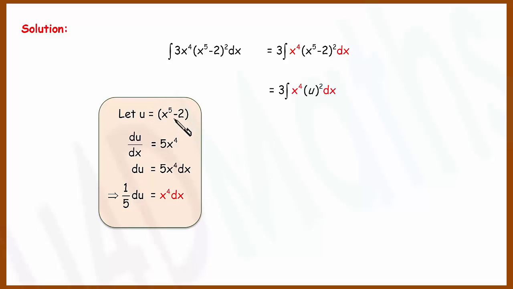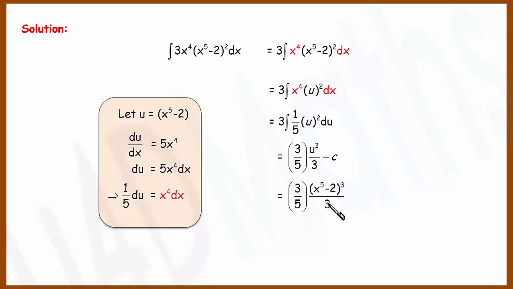So substituting u for x to the power of 5 minus 2 and replacing x to the power of 4 times dx with 1 over 5 times du, we get the following. And integrating u squared, we get u to the power of 3 over 3. And if we re-substitute x to the power of 5 minus 2 for u, we get the following expression. And as you can see, the 3's cancel and we're left with (x to the power of 5 minus 2) cubed over 5 plus c.